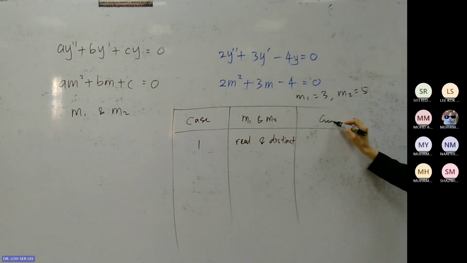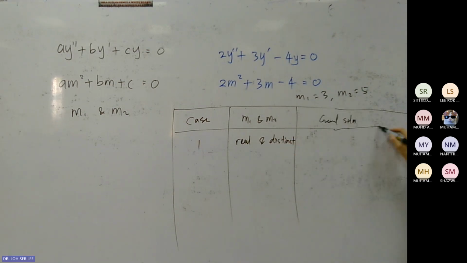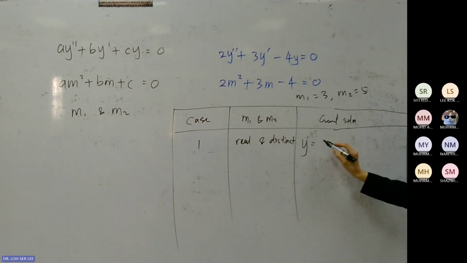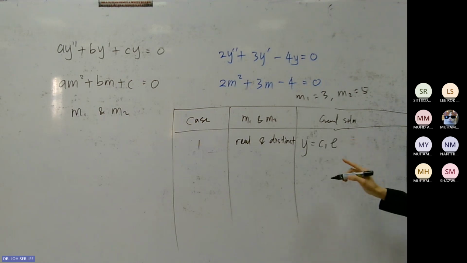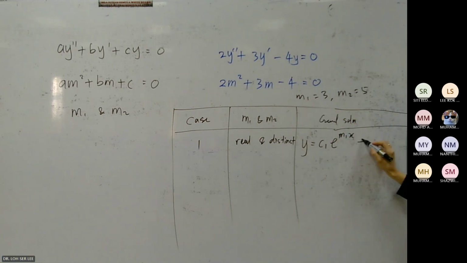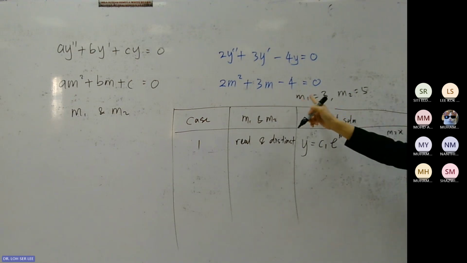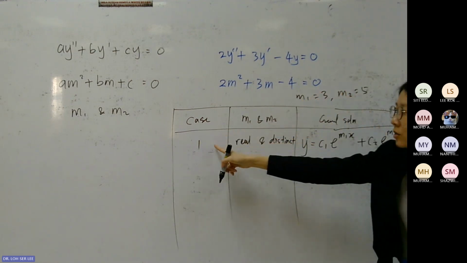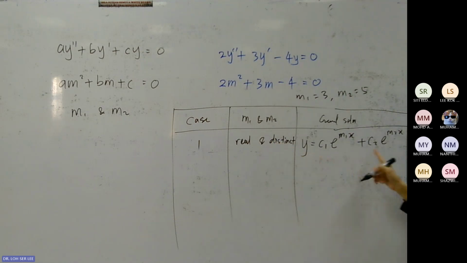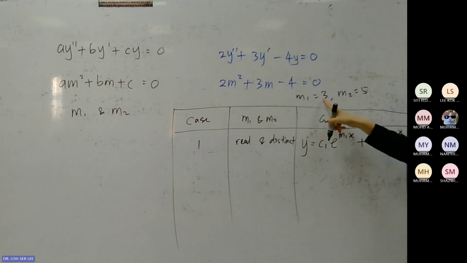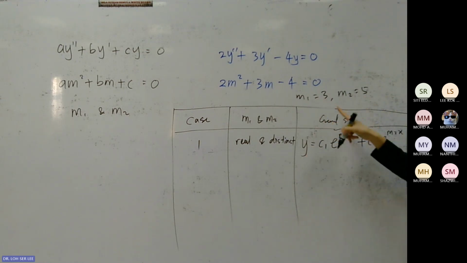And your general solution will be y equals, we give a constant, C1, e to the power m1 x plus C2 e to the power m2 x. So if you find your m1 and m2 fall under case one, which is real and distinct, this is your general solution. You just put the values here. So based on this one, your solution is C1 e^(3x) plus C2 e^(5x).